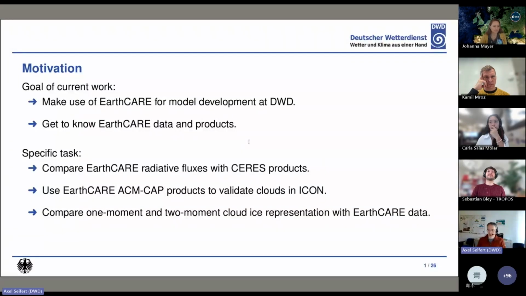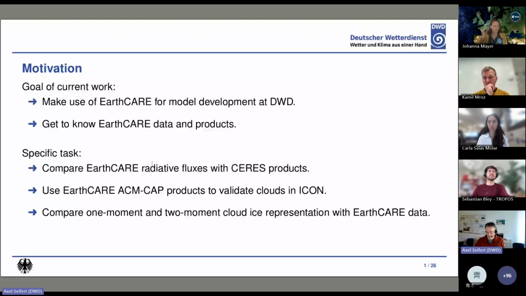Here the motivation. So the broader goals are to make use of EarthCARE for the model development of the ICON model at DWD. And of course, for this, we have to know more about the data and the products. So today, I'll give you some insights in what I started doing.